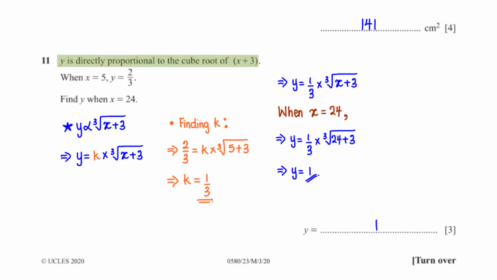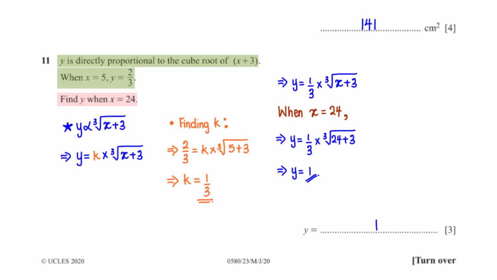Y is directly proportional to the cube root of x plus 3. When x is 5, y is 2 over 3. Find y when x is 24. In mathematical terms, let's write y is directly proportional to the cube root of x plus 3. This can be rewritten as y equals k times cube root of x plus 3.